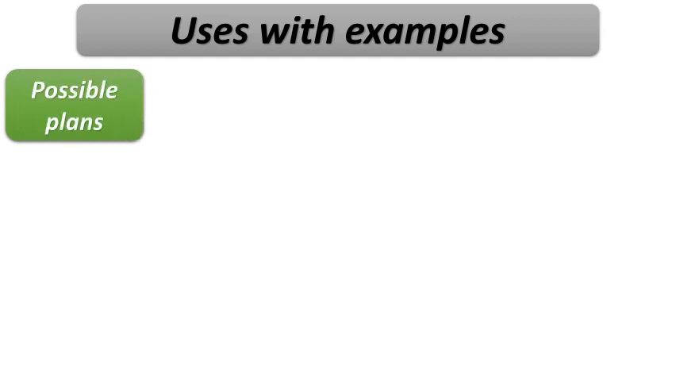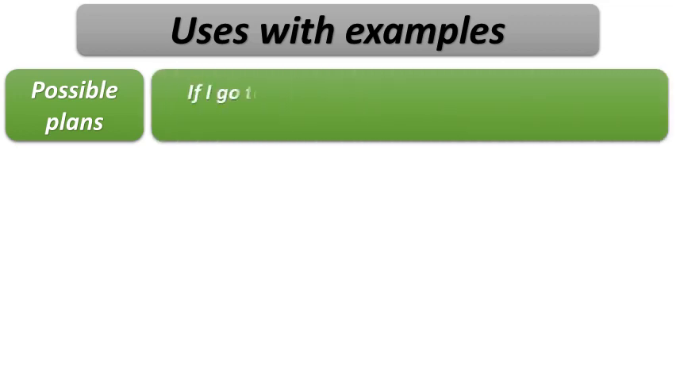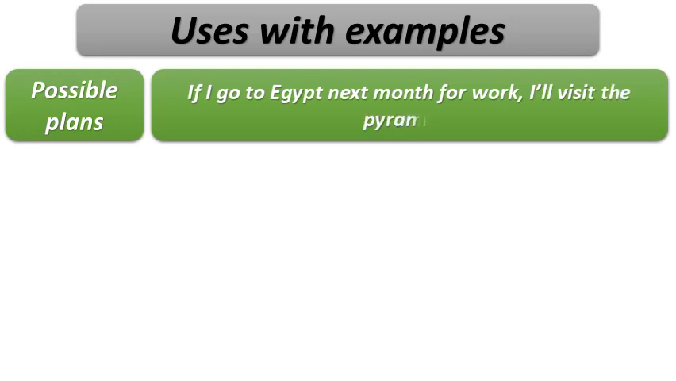Let's see the uses of type 1 conditional sentences with examples. Number 1. It is used to express possible plans. To clarify it, let's see the example. If I go to Egypt next month for work, I will visit the pyramids.